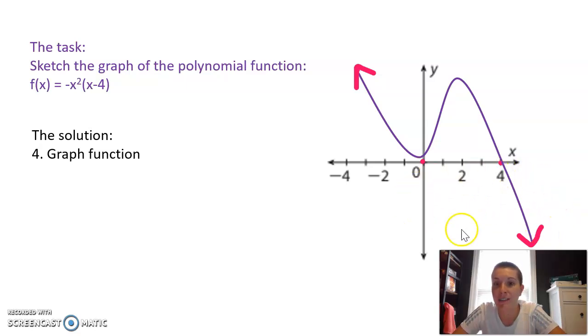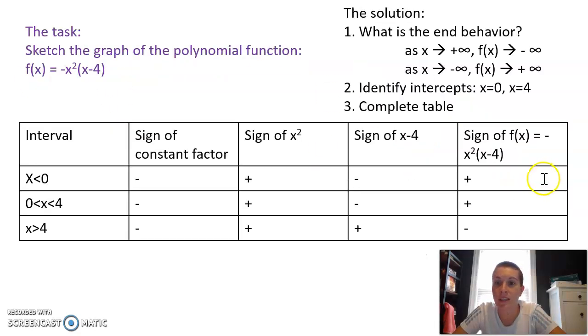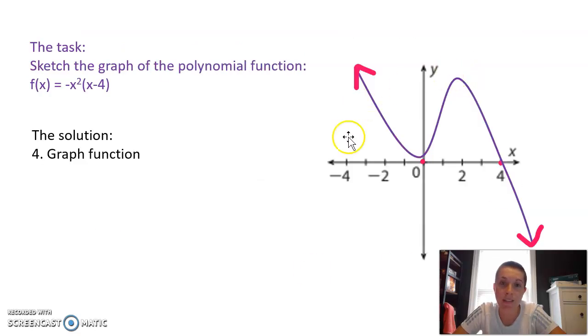I also have a graph that has negative values for all x values greater than 4, and I have a graph that has positive values for all x values less than 4. All of this is what my table says the graph should look like. So this is roughly what our graph looks like for negative x squared times x minus 4.